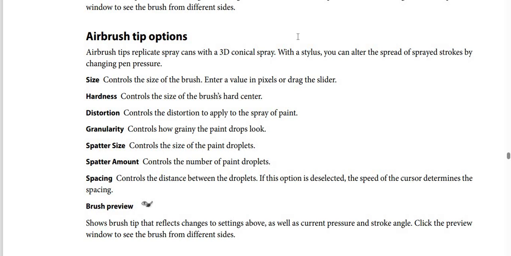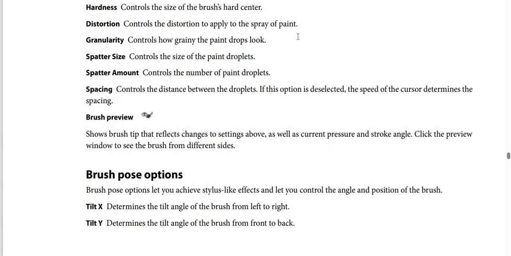And what's the meaning of spacing? Spacing is meaning controls the distance between the droplets, and if this option is deselected, the speed of the cursor determines the spacing, by the way. And what about brush preview? Brush preview is meaning shows brush tip that reflects changes to settings above, as well as current pressure and stroke angle. Click the preview window to see the brush from different sides.